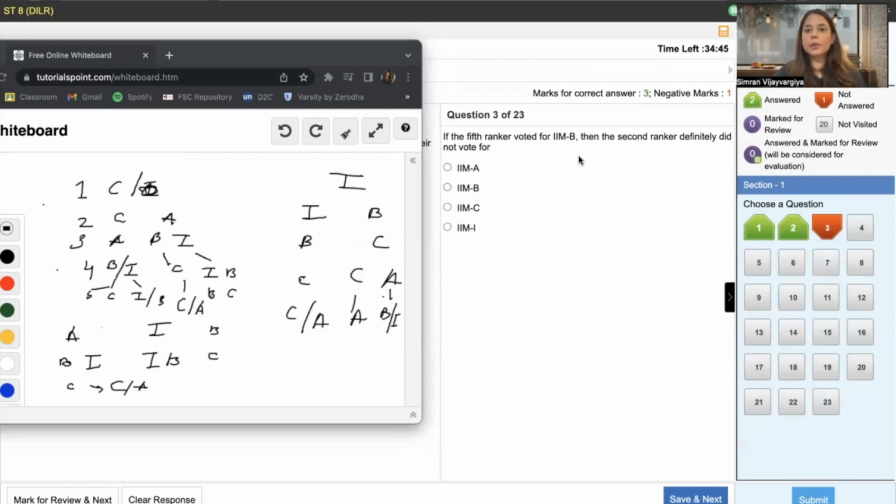If the fifth ranker voted for IIM B, then the second ranker did not vote for? Here we have B. It can come. So the second ranker could have voted for B, and here again we have B. So the second ranker could have voted for A, and the second ranker could have voted for C. So the second ranker couldn't have voted for I in the cases that we have.